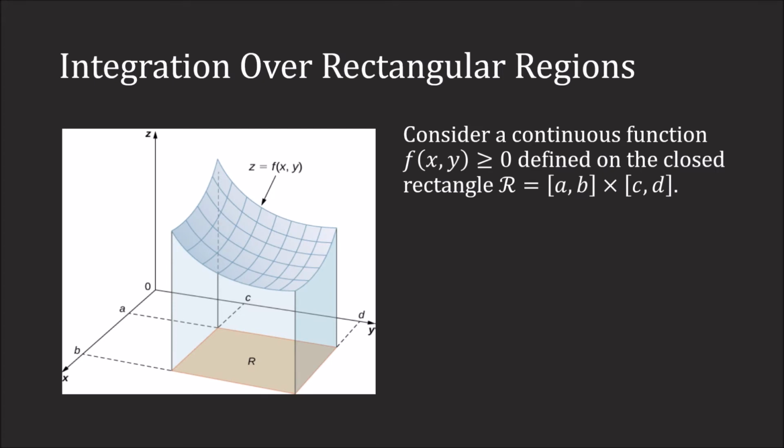So we consider a continuous function f(x,y) greater than or equal to 0, defined on some closed rectangle R, given by [a,b] crossed with [c,d]. This is the set of all points (x,y) such that x is between a and b inclusive, and y is between c and d inclusive. As we can see down here, x ranges from a to b, y ranges from c to d, and our region R is this entire rectangular region.